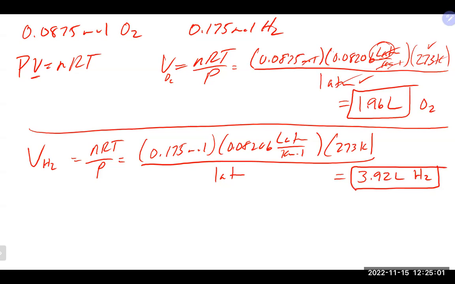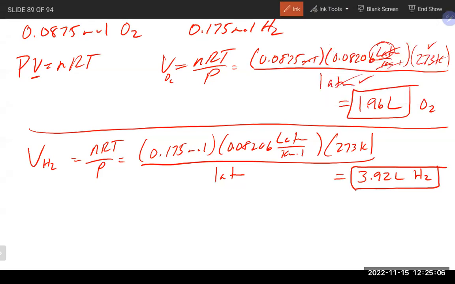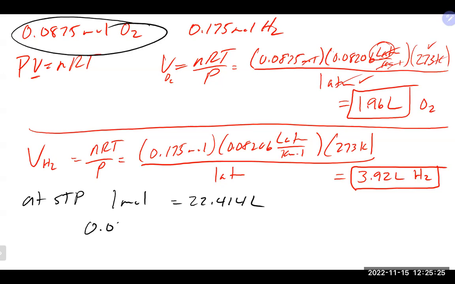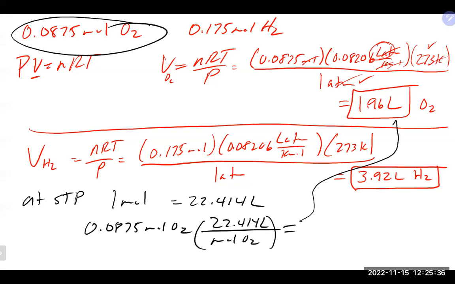Now, there also is a different way you could have done this, as you might remember from Chem 50. Because this is at STP, 1 mole of any gas at STP equals 22.414 liters, which means you don't necessarily have to use the ideal gas law. You could have just taken the moles, for example, 0.0875 moles of O2. A mole of O2 would be 22.414 liters, and you should end up pretty much with the same number that you got here. And you can do it for hydrogen as well.